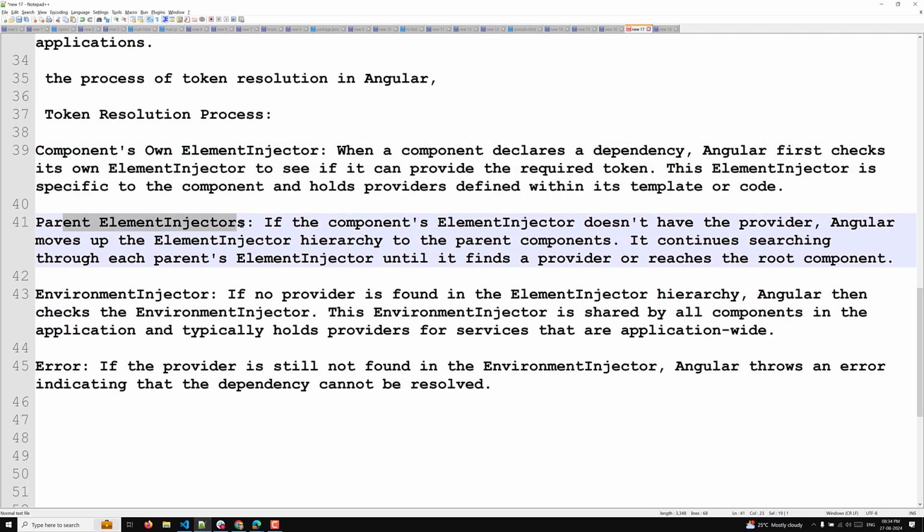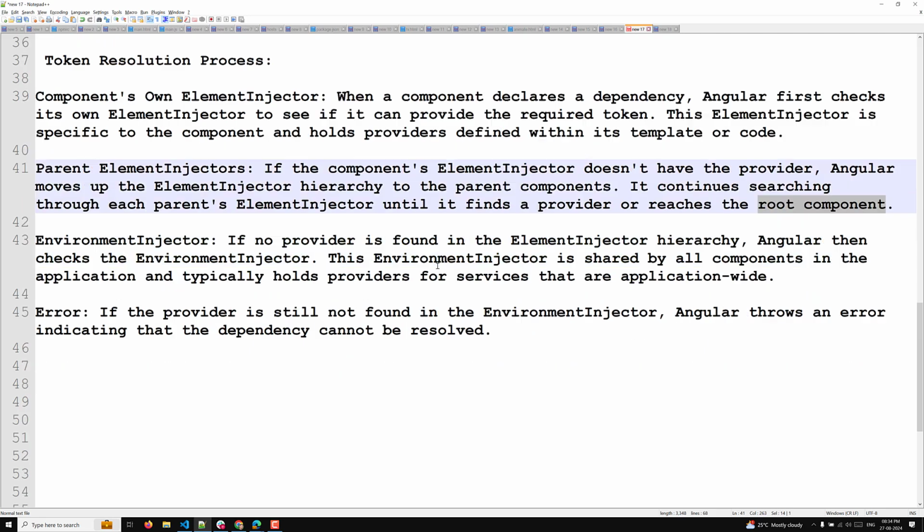Next one is the parent element injector. If the component's element injector does not have the provider, meaning the particular component which is accessing that dependency does not have it in its element injector, then Angular moves up the element injector hierarchy to the parent component. It continues searching through each parent's element injector until it finds a provider or reaches the root component. The root component is nothing but the app component.